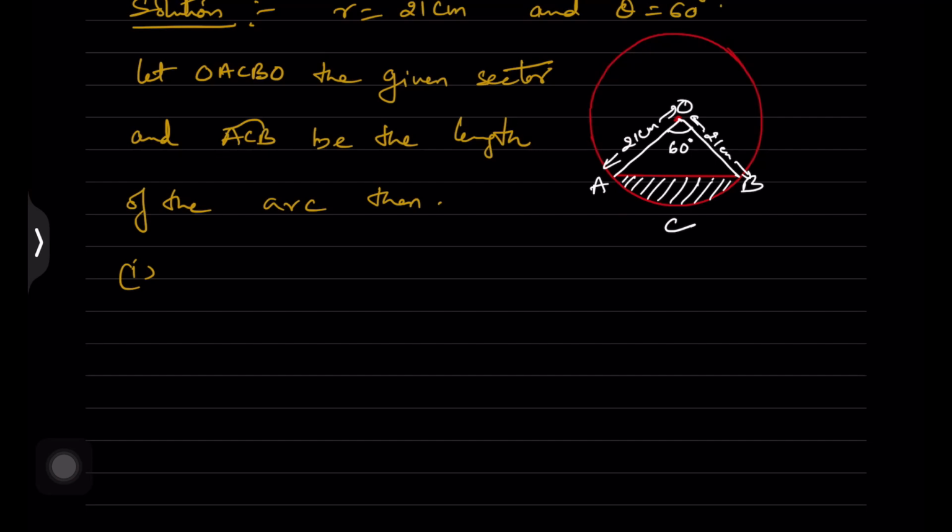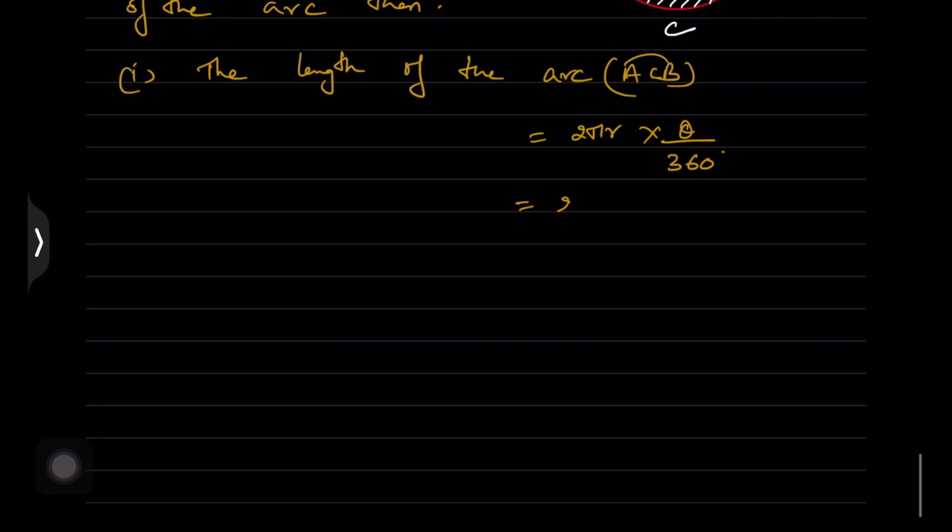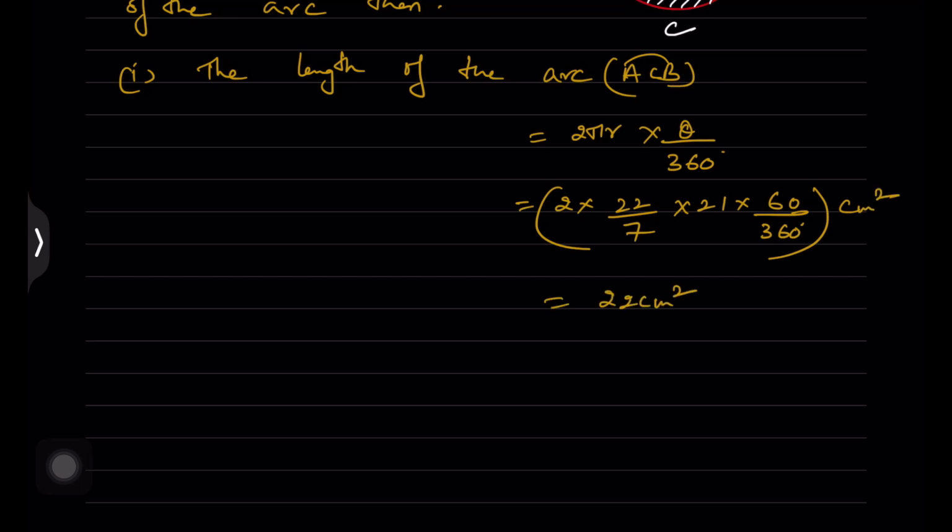what is the length of the arc, and the length of the arc is nothing but 2 pi r into theta by 360, because 2 pi r is the circumference. So therefore the length of the arc ACB is equal to 2 pi r into theta by 360 degrees, which is equal to 2 into 22 by 7 into 21 into 60 by 360 centimeter square, which is equal to 22 centimeter square.